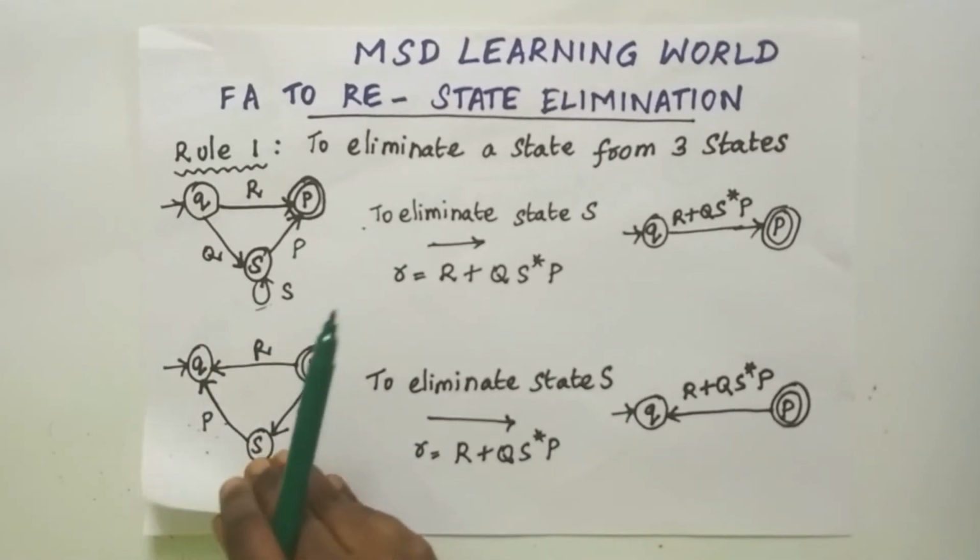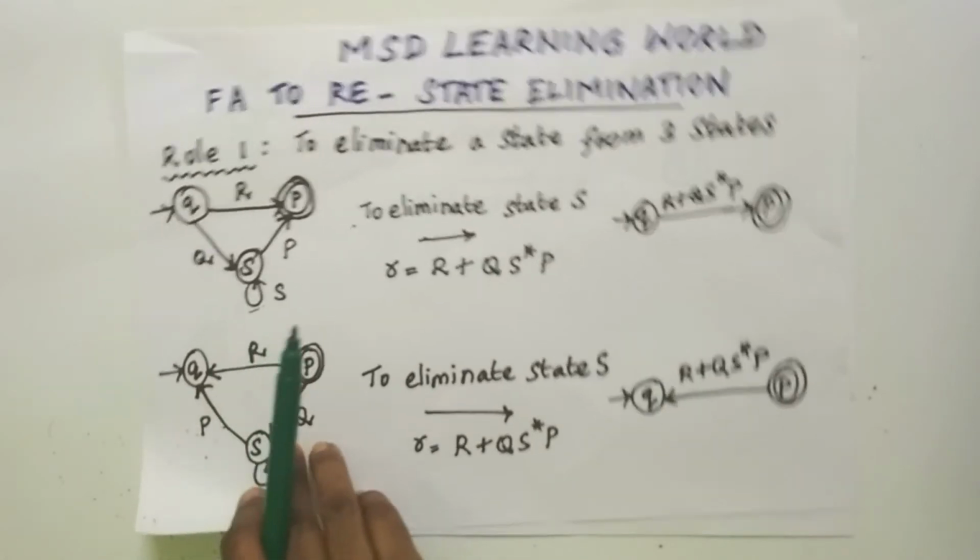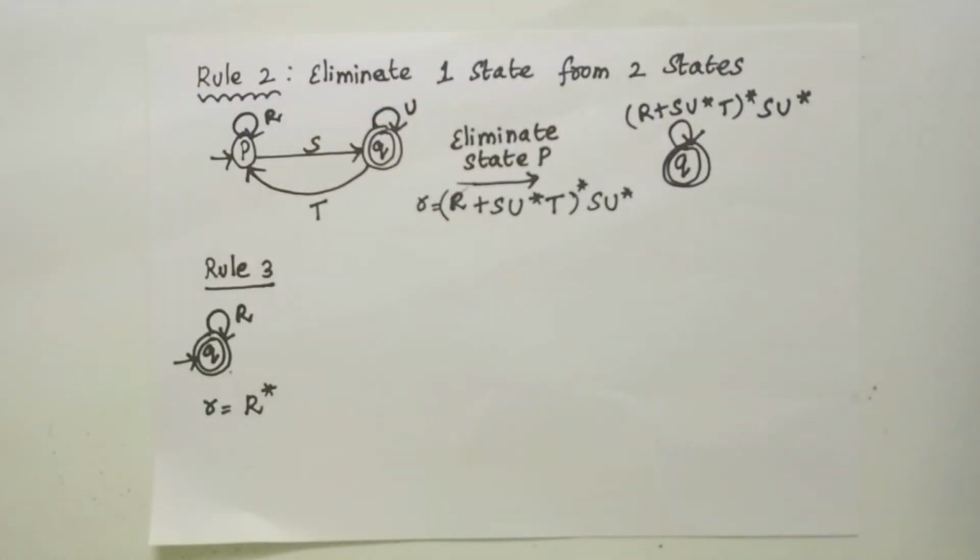And the rule number 2 is, after eliminating a single state from the 3 states, now we will be having only 2 states, where Q is initial state and P is final state. Then we start applying the rule number 2. So the rule number 2 is nothing but finding the regular expression for the automata. What is the regular expression for this automata.